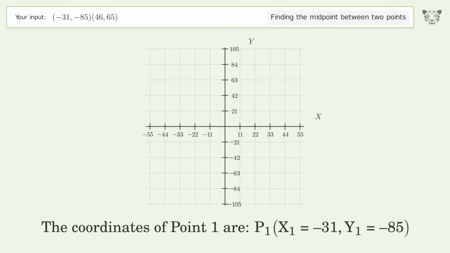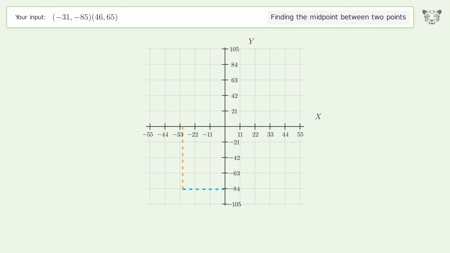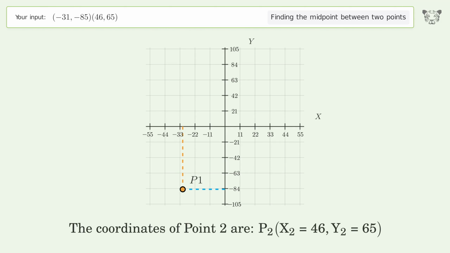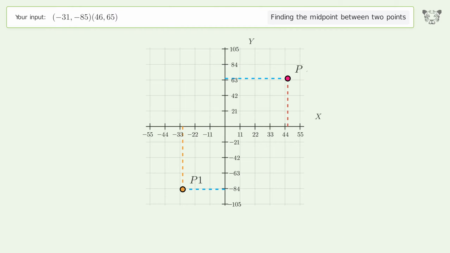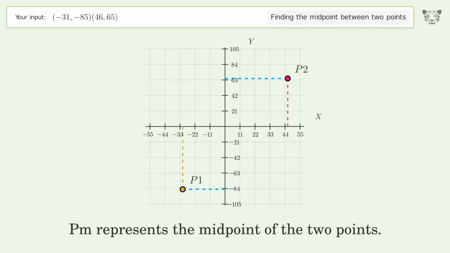The coordinates of point 1 are, x1 equals -31, y1 equals -85. The coordinates of point 2 are, x2 equals 46, y2 equals 65. PM represents the midpoint of the 2 points.